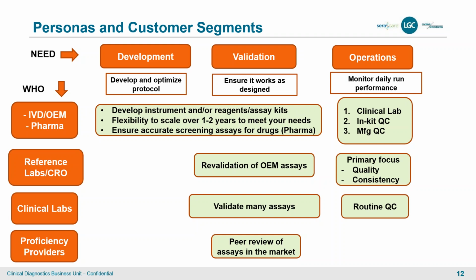And finally, when you're in the proficiency mode, your job is to really help us independently assess the quality of our assay, right? So you're squarely in that validation bucket. So our catalog products, as well as our custom capability, really help you through the entire life cycle of where you are, no matter where you are and who you are.